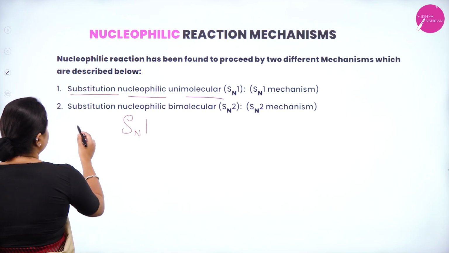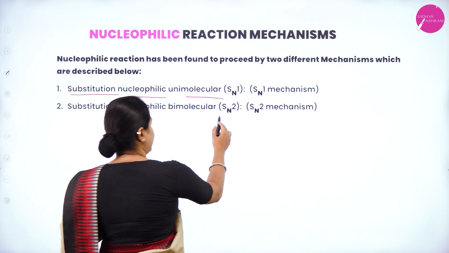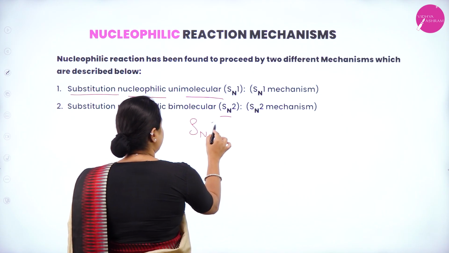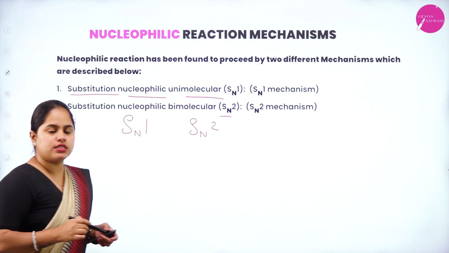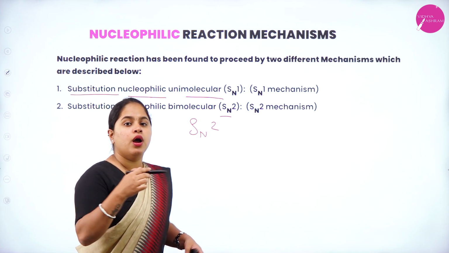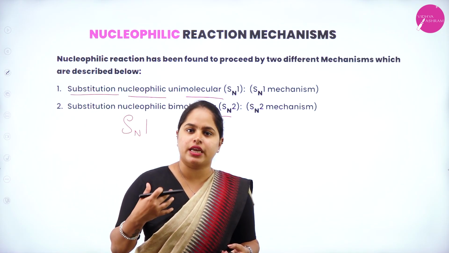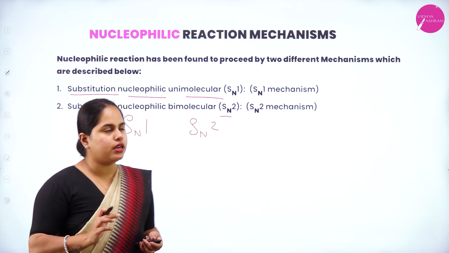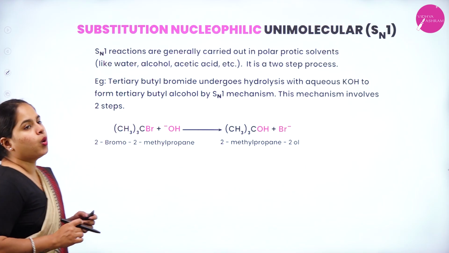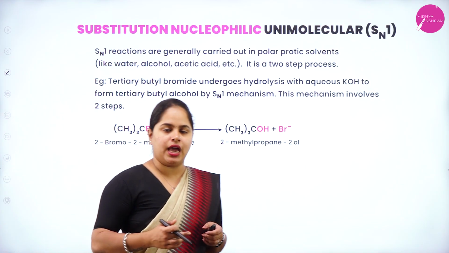Next one is substitution nucleophilic bimolecular, SN2. Again here S stands for substitution, N stands for nucleophilic, 2 stands for bimolecular, or the order will be 2. That is, it is a second order reaction. So, in detail, let us begin with the SN1 reaction and the mechanism in detail.